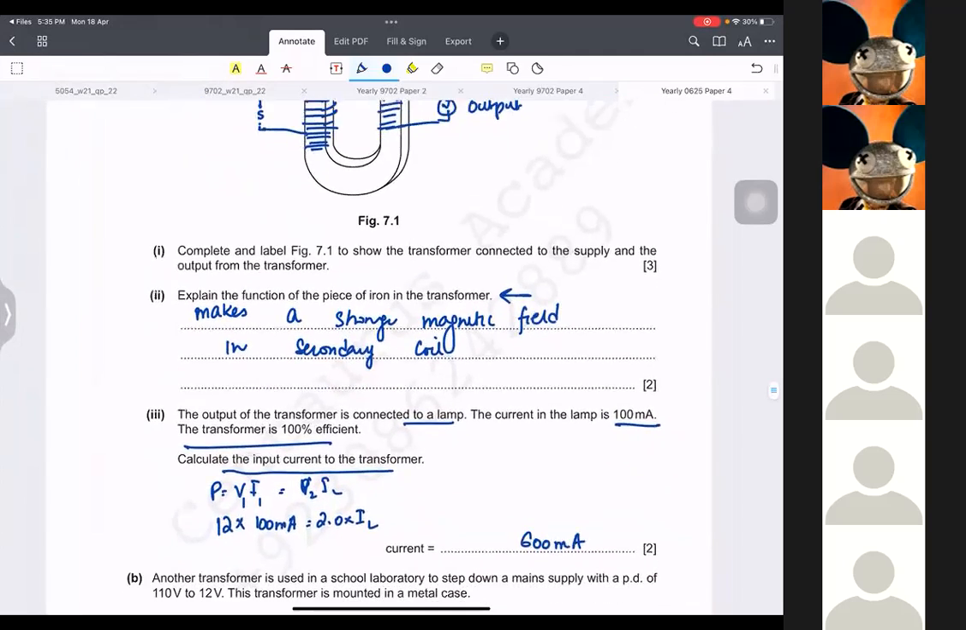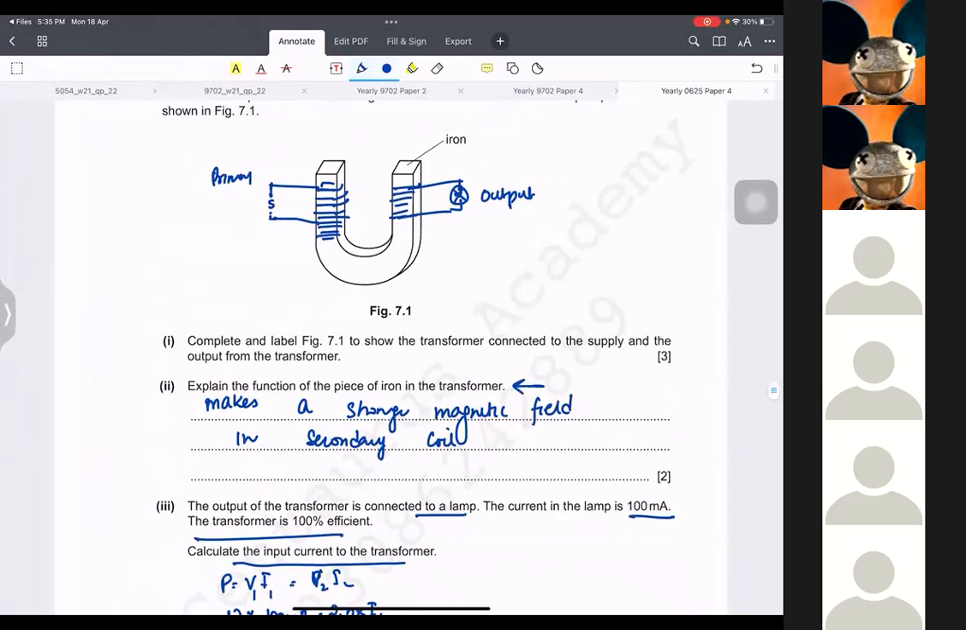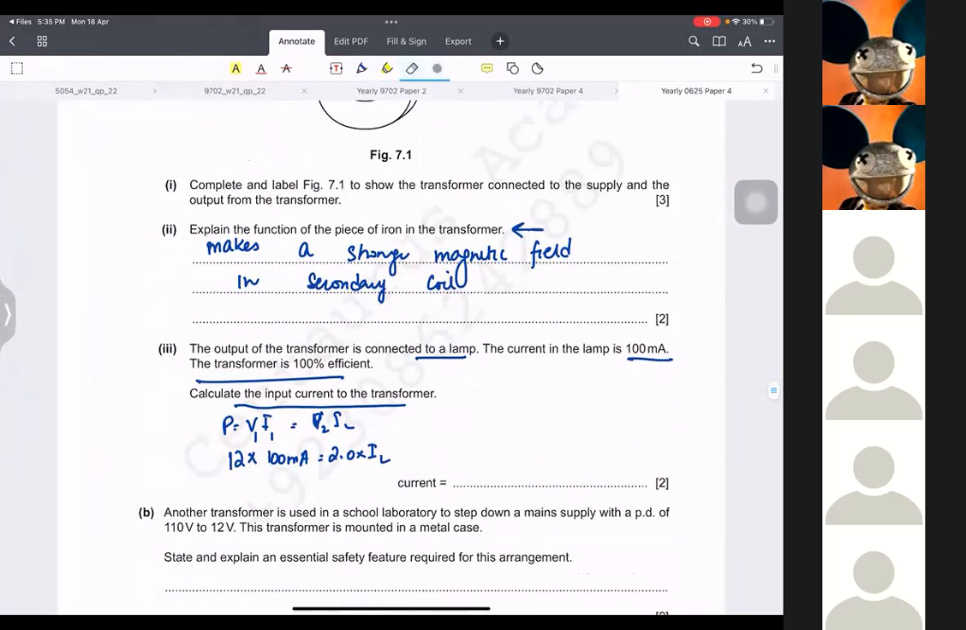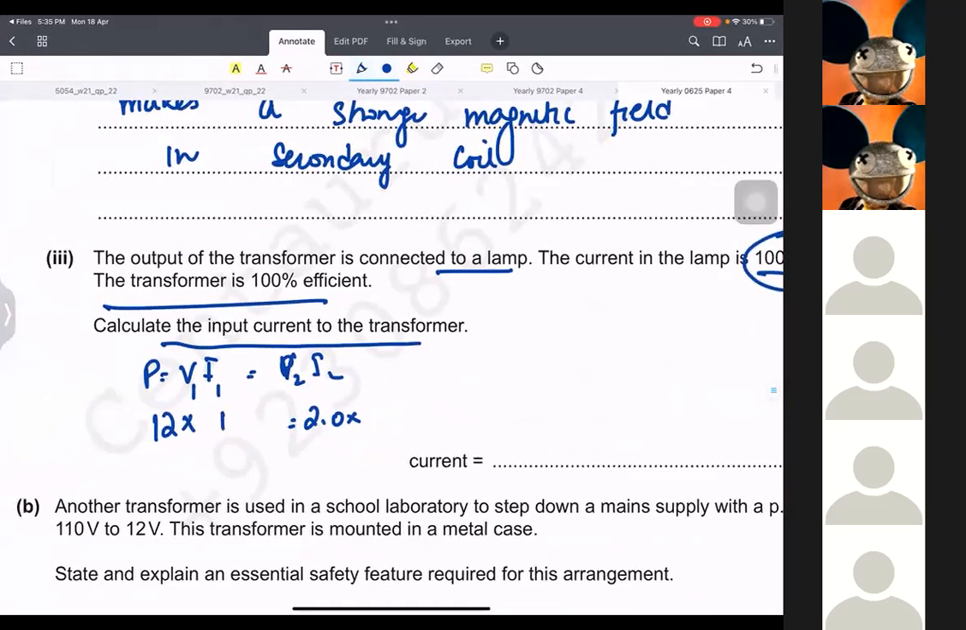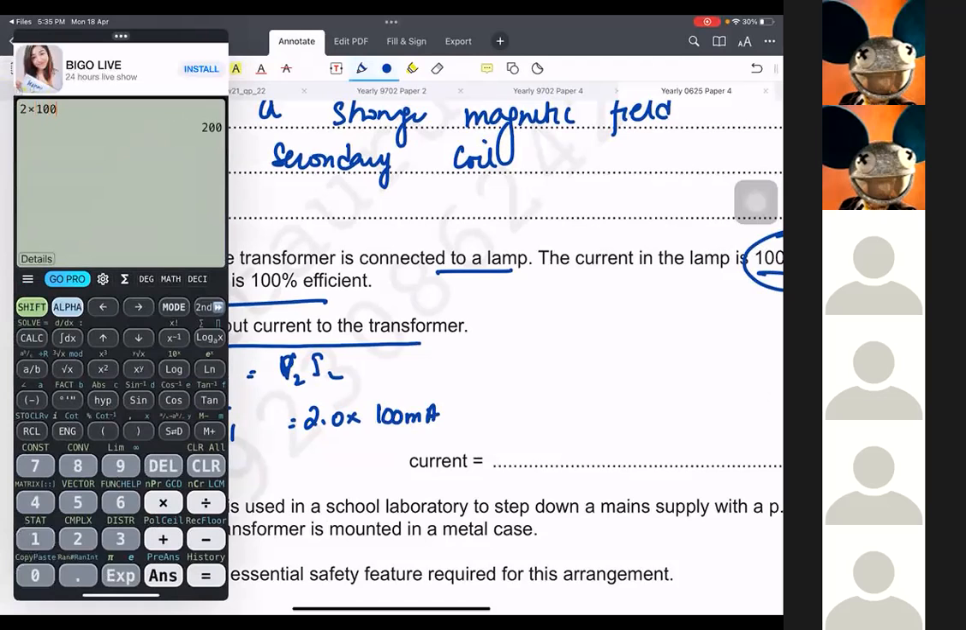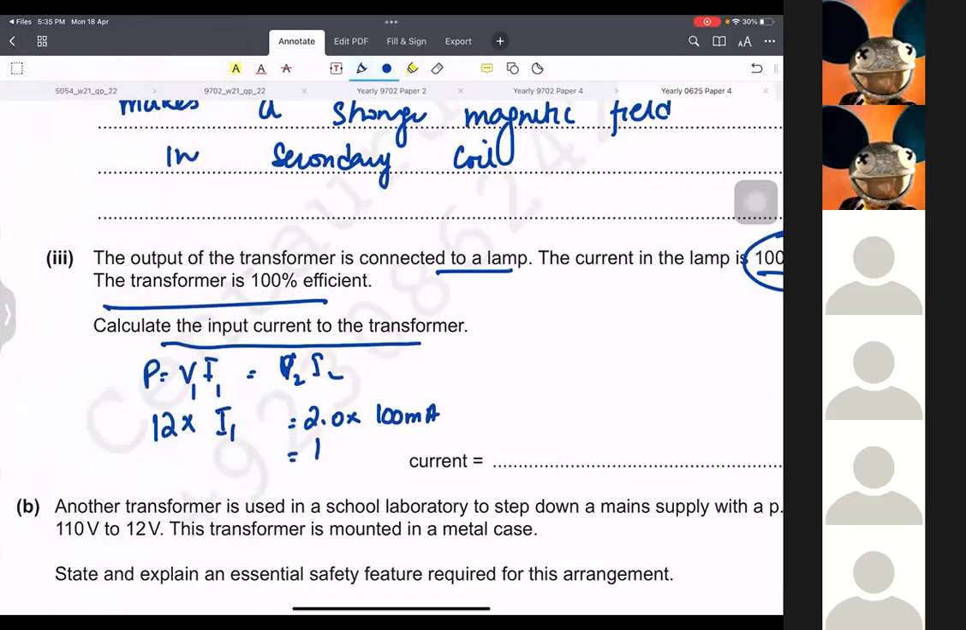Okay, my bad. There has to be a lamp here. So this means that this is the output current. Sorry. Let's put it like I1 and 100 milliamps. So now what you do? 2 into this divided by 12. This is 17 milliamp. And yes, sir. That will be 0.017 ampere. Is it correct now?